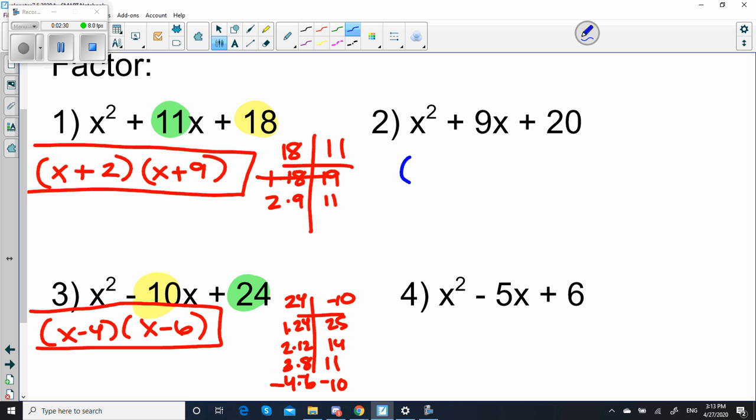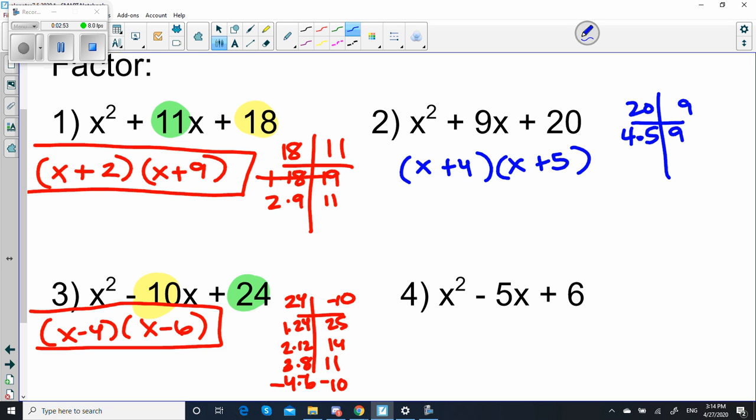All right, so I know I need factors of 20 that give me +9. Everything's plus, so I know these signs in here are going to be plus. And I know it's x and x because it's x squared. So I could go through the list, but it's super apparent to me that it's 4 times 5. Because 4 times 5 equals 20, but 4 plus 5 equals 9. So I'm going to put a 4 in here and a 5 in here.